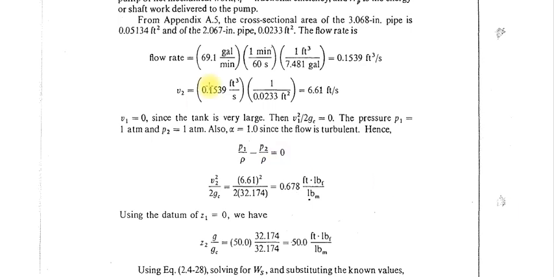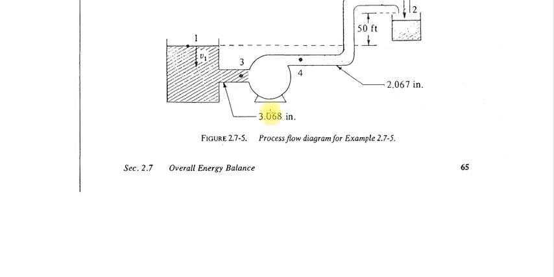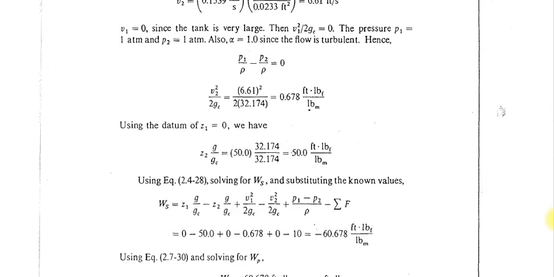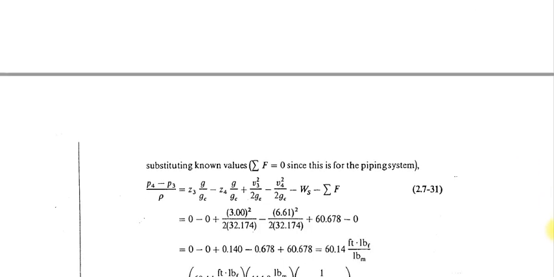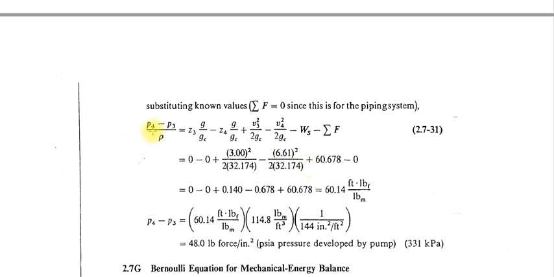V2. Once you calculate the V2, then you can do the other balance. So if you write the pressure difference between P1 and P2, because V1 is 0, okay, so P1 is 1 atmosphere, alpha is 1. So if you do the mechanical energy balance between point 3 and 4, you can write this equation here.